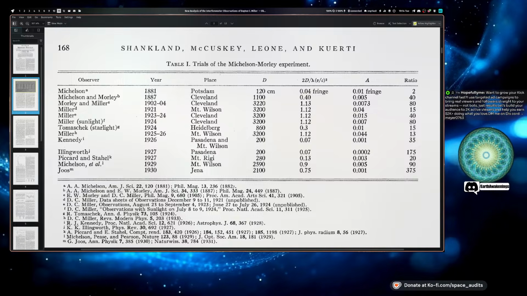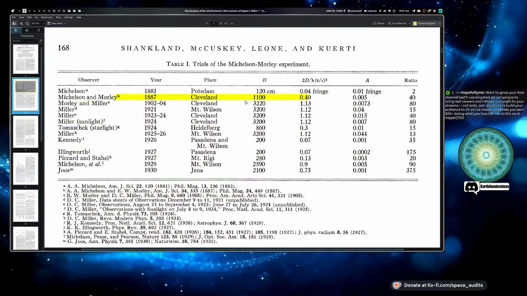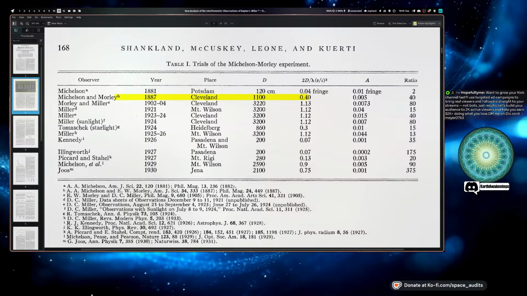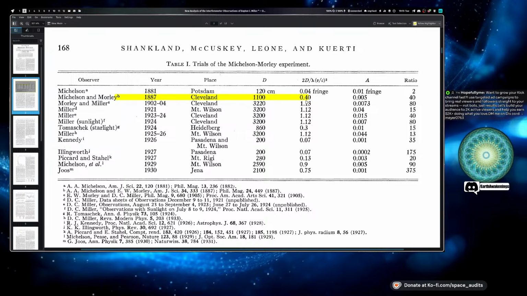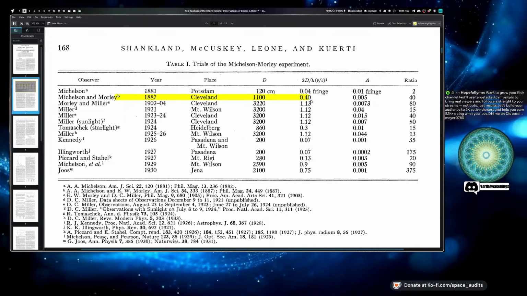Take 1887, line 2, Michelson-Morley, sub B. The 2D value is 0.4. The A value is 0.005, but the ratio is somehow 40 to 1. That's because the 0.4 is actually 0.2, because that's 2D over gamma. And the A, the alpha, is just an amplitude. You know what I mean? That it's double the value. So you would either have to cut the 0.4 in half or double the A to come out with a ratio of 40 to 1. It's misleading from the beginning.